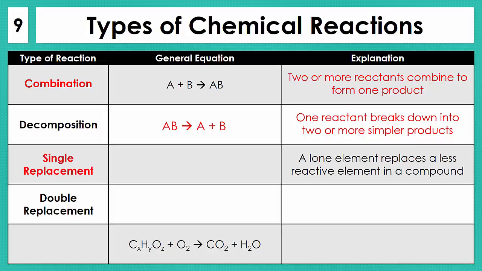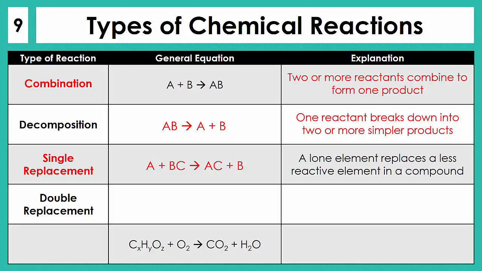Next, the description says a lone element replaces a less reactive element in a compound. So this is going to be single replacement because we're talking about a lone element. The way that this is written, the lone element is A and it replaces B in the compound. That will happen if and only if A is more reactive than B. So we would need to use an activity series to determine that.